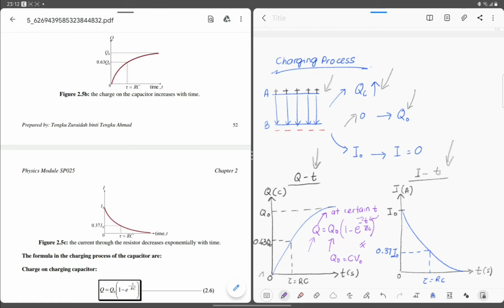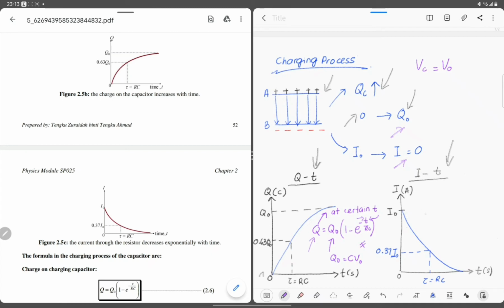So kalau kita nak bincang dari segi I pula, kita lihat at first I yang flow through circuit bila switch S is closed, I is maximum, which is I0. Dan bila capacitor tu start to accumulate charge sampai dia reach Q0, apa yang kita dapati adalah I dah semakin berkurang, and finally apabila capacitor tu fully charge, I dia dah equal to 0. Because kenapa? Ketika itu voltage across capacitor dah sama dengan V0. So no potential difference, no current flow. So graf dia bentuk exponential macam ni.